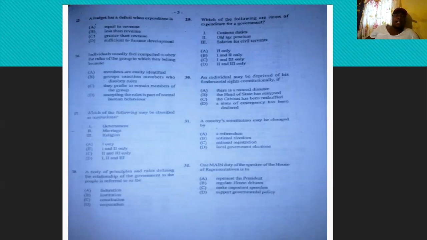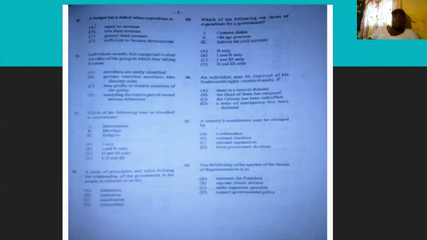28. A body of principles and rulings defining the relationship of the government to the people is referred to as the A, federation; B, institution; C, constitution; or D, cooperation. The answer for 28 is C, constitution.